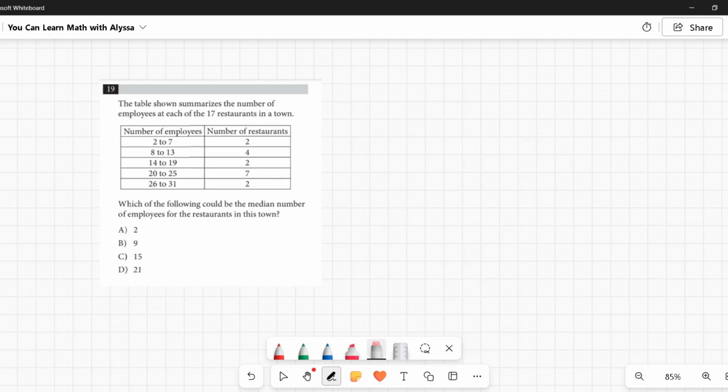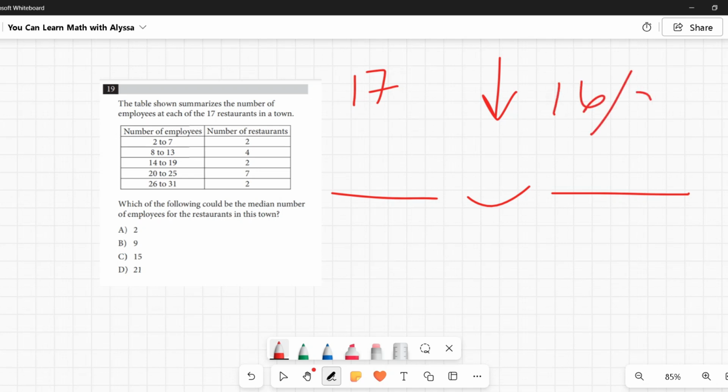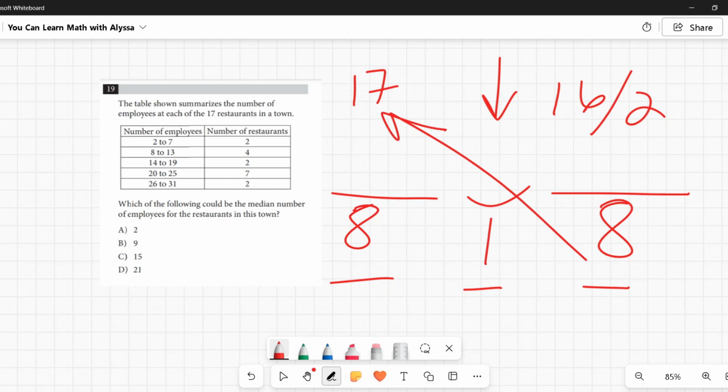Now in this data set, we're told that there are 17 restaurants in a town, so there is going to be a median. If it's 17, you go down 1, and you divide that by 2, and that tells you how many numbers are on each side and which number is in the middle. So if there's 17, you go down by 1, that would be 16. Divide that by 2, and that means there are 8 restaurants on this side, 8 restaurants on this side, and 1 in the middle. 8 plus 1 plus 8 is 17. That's just a little methodology.